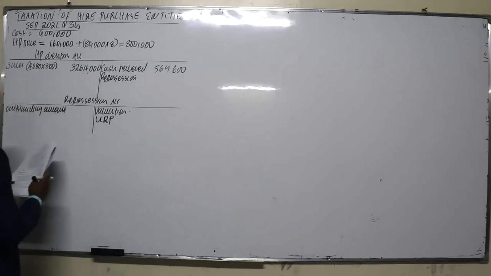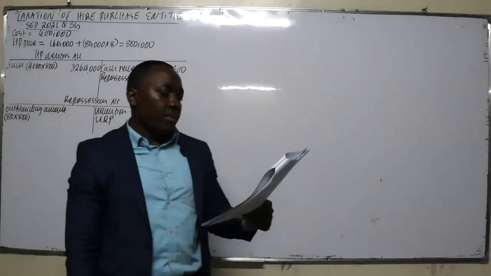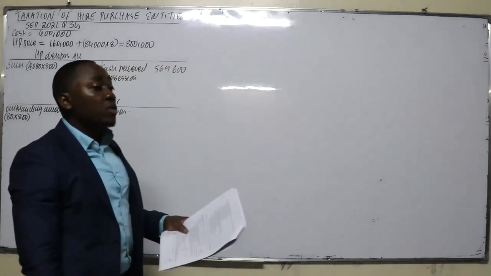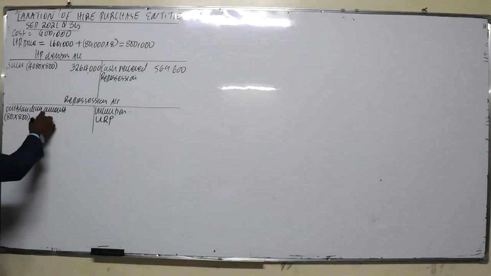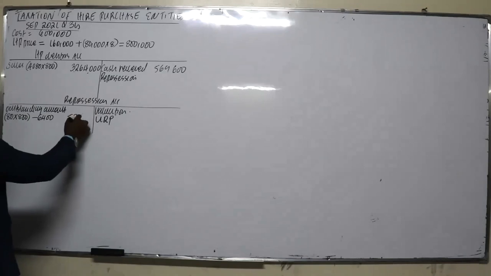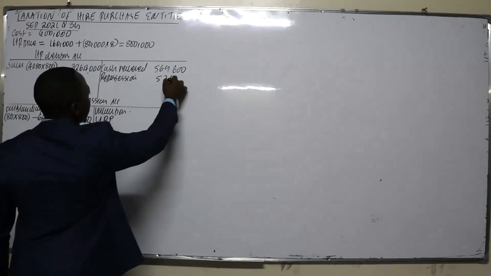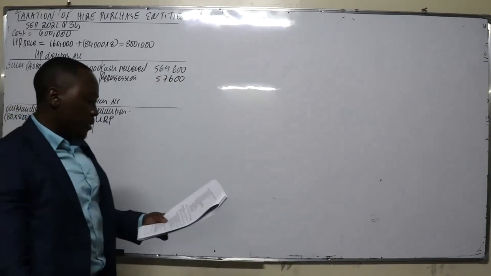We are told that during the year, the company repossessed 8 machines, and the selling price was 800,000. First of all, determine how much was the hire purchase price on the repossessed assets. But you are told that the customer had already paid 6.4 million. So how much was the outstanding amount? 57,600. And this amount is also what you eliminate from the debtors. That was the outstanding amount.